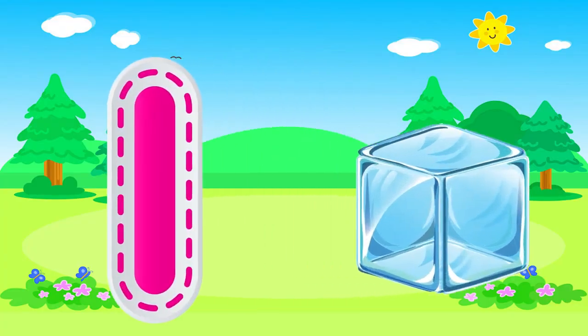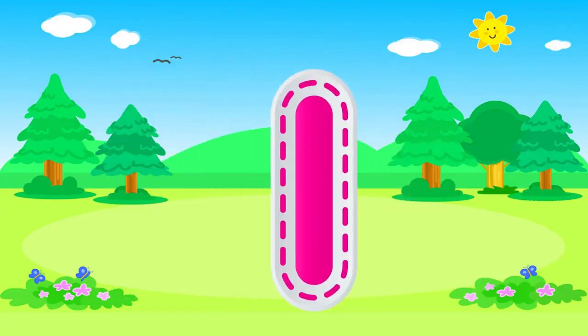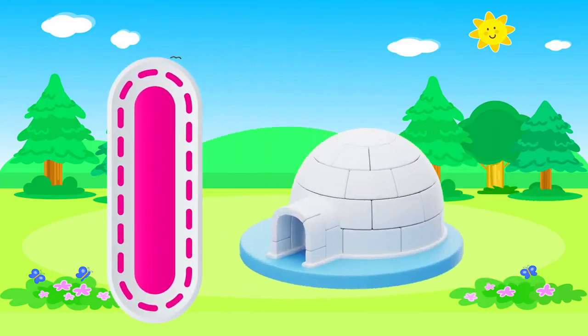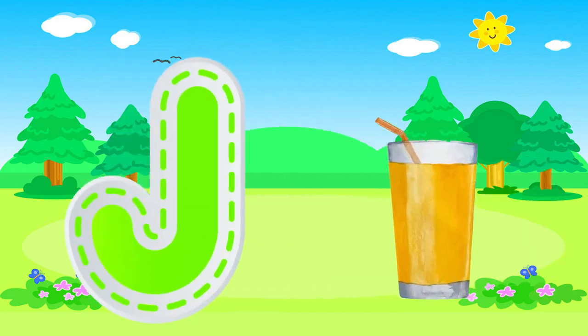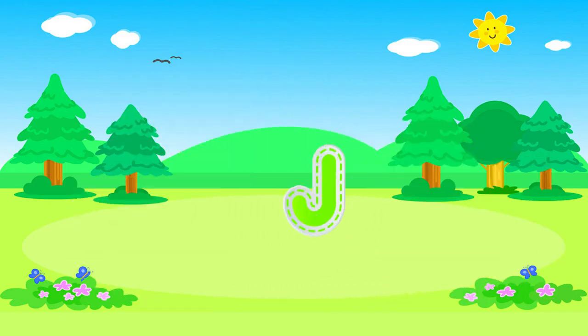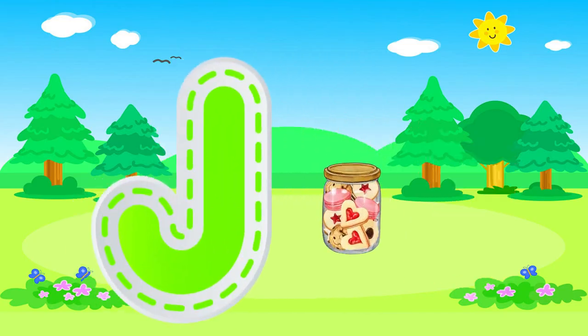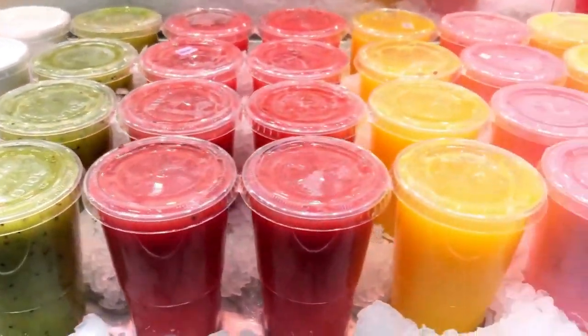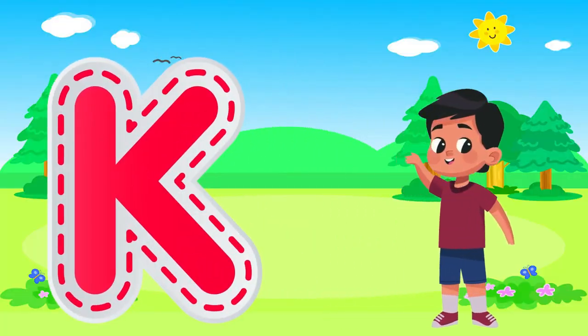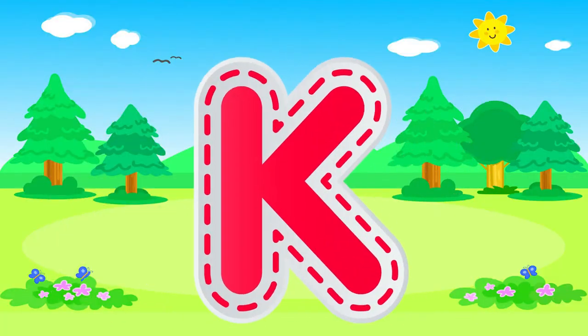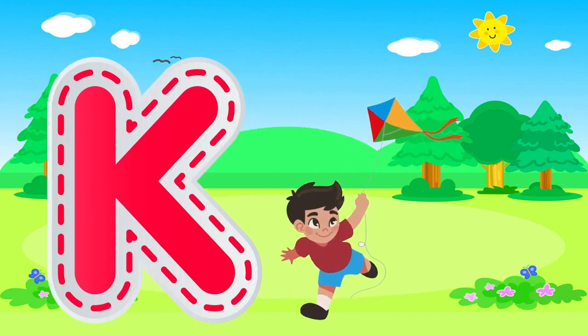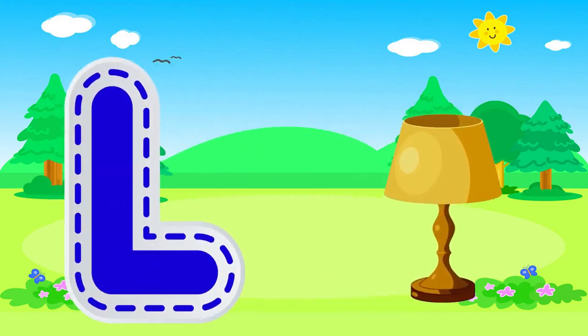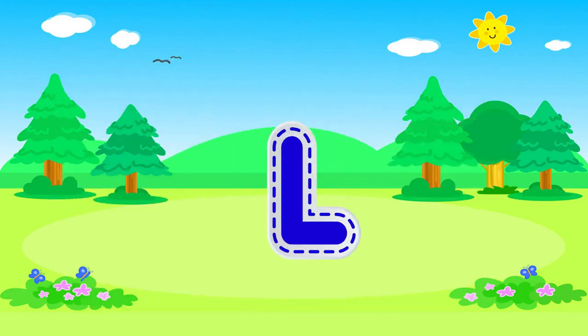I for ice and I for igloo, J for juice, J for jar, K for kid and K for kite, L for lamp, L for leaf.